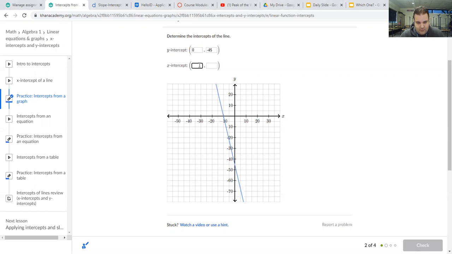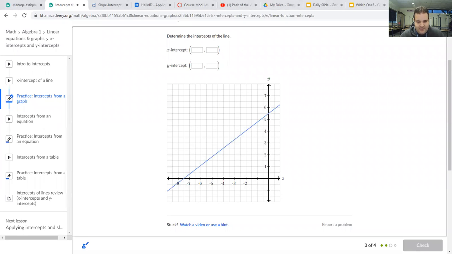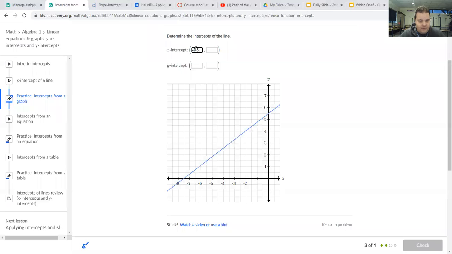The x-intercept is over here. So from the origin, the x value is negative 10. The y value is 0. And this one right here, the x-intercept is over here somewhere, right about there. So the x value is negative 7.5. The y value is 0. The y-intercept, there it is right there, but it has an x value of 0. It's not negative, it's not positive, it's 0. And the y value is 5.5.